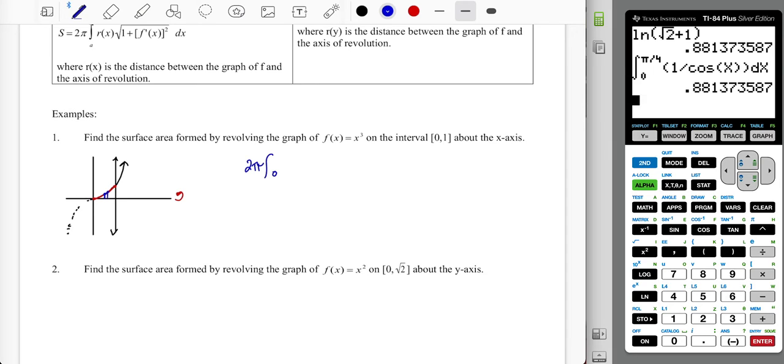All right, so I'd be looking at 2 pi over the interval of 0 to 1, the radius function, the radius between the axis of revolution and the point on the curve, r of x. Well, we have y equals x cubed. That's my r of x function.